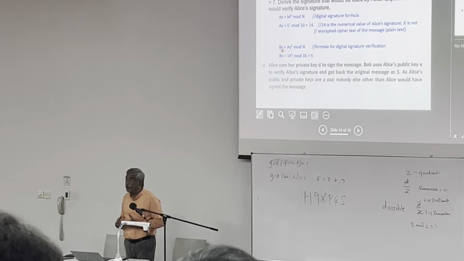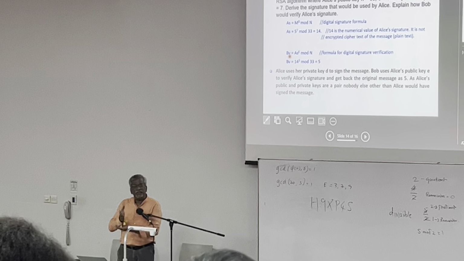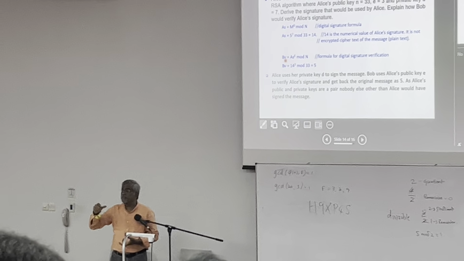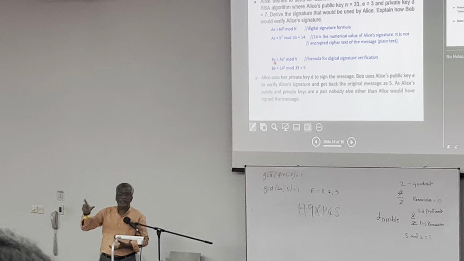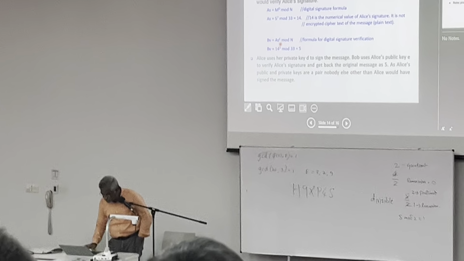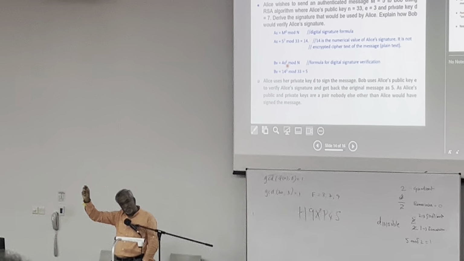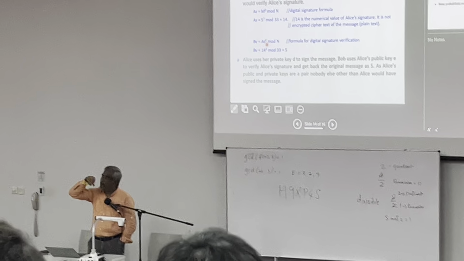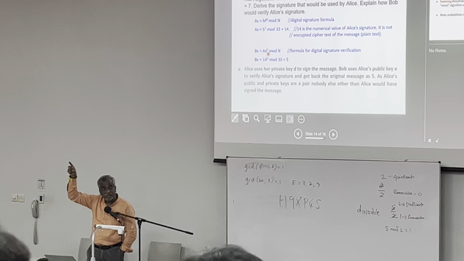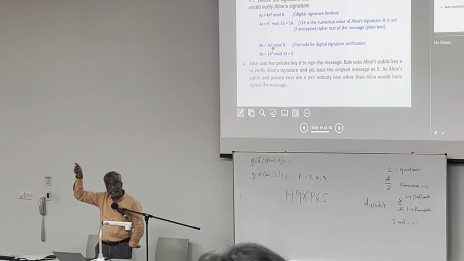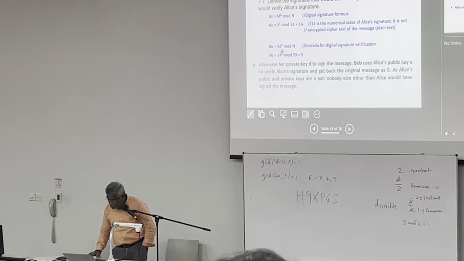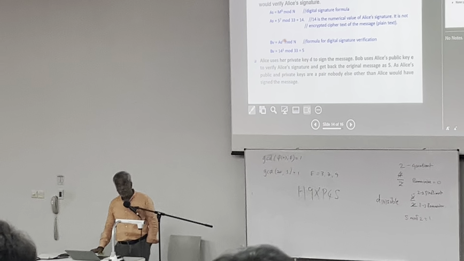So Bob wants to know whether this signature is actually Alice's signature or somebody else's signature. So how to confirm this should be Alice's signature and nobody else. The formula is slightly different from decryption. In decryption we use plain text is equal to ciphertext power D mod n. So here we use signature power E mod n.